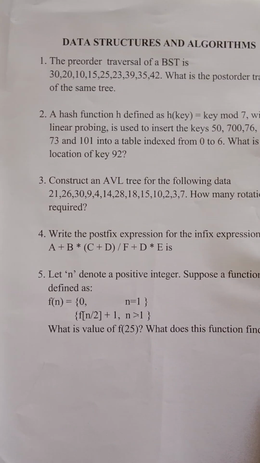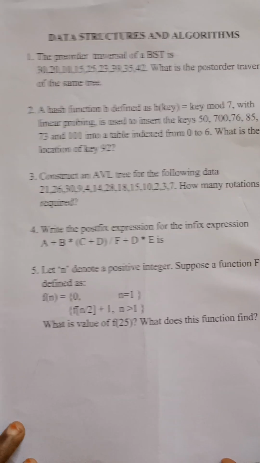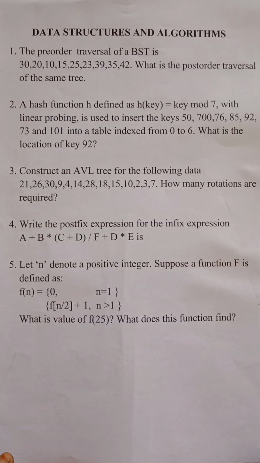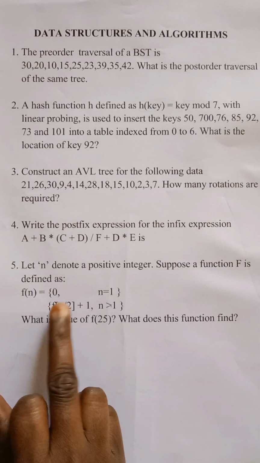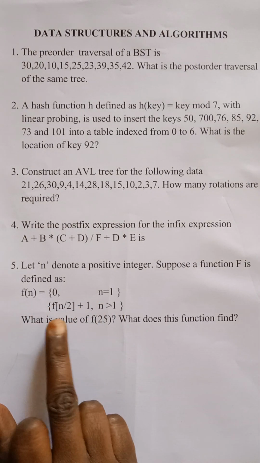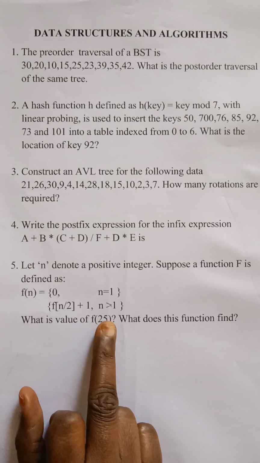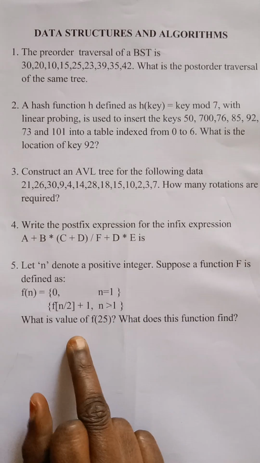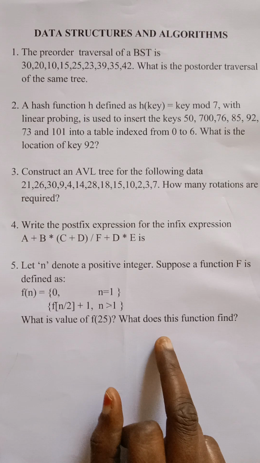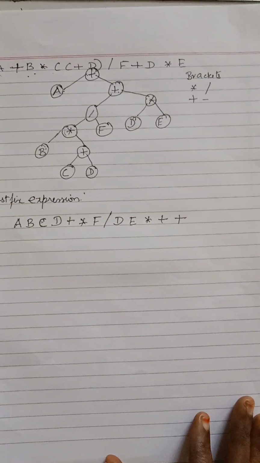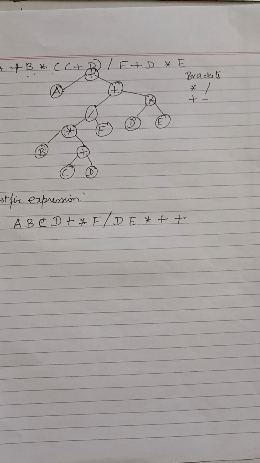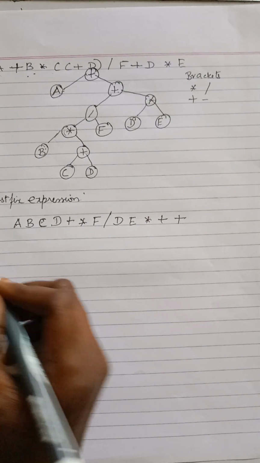Let n denote a positive integer. Suppose a function f is defined as f of n is equal to 0 when n equal to 1, and f of n by 2 plus 1 when n is greater than 1. What is the value of f of 25, and what does this function find? So this is a recurrence relation. They have given a recurrence.